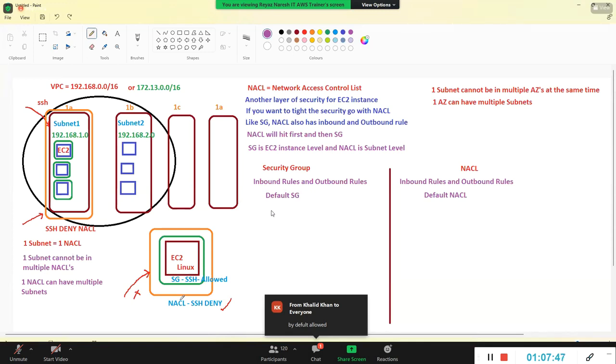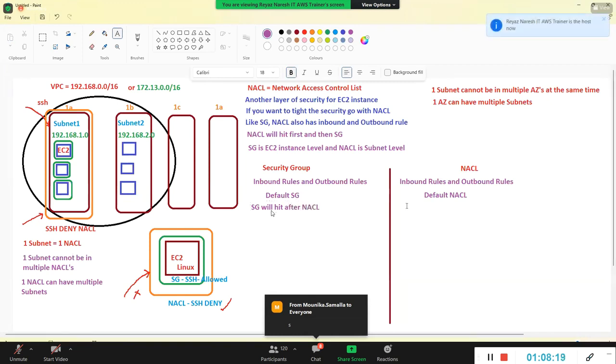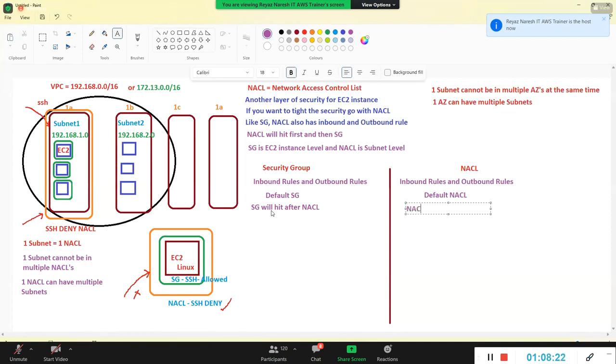Do you see the logic? By default, NACL inbound rules are allowed. That's the reason why they don't talk about NACL, they talk about security groups. But if NACL inbound rules are denied, first they'll talk about NACL, and only then go for security groups. Understood? So here, the security group will hit after NACL, and NACL will hit first and then the security group.